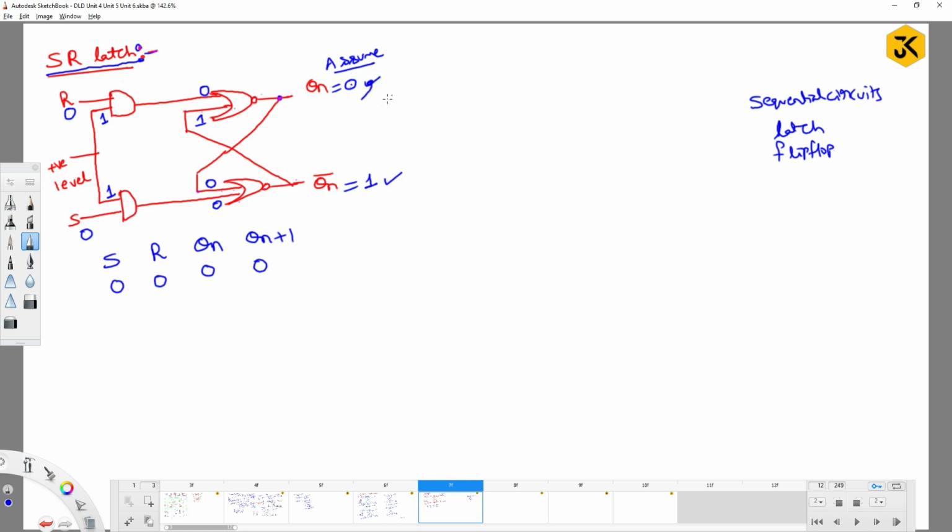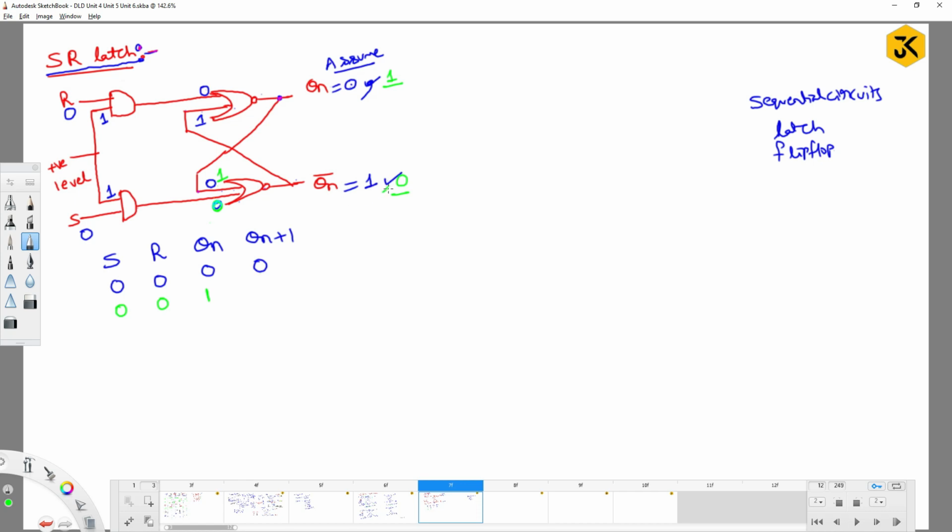Now I am going to assume 1. How is this circuit going to work? For the same SR 0, 0, assuming the previous output is 1, what about Q1 plus 1? Q1 comes here, so this will be 1, and this 0 and 1 is 0 as it is. Now 0 OR 1 is 1, and 1 complement is 0. Yes, we are getting it.